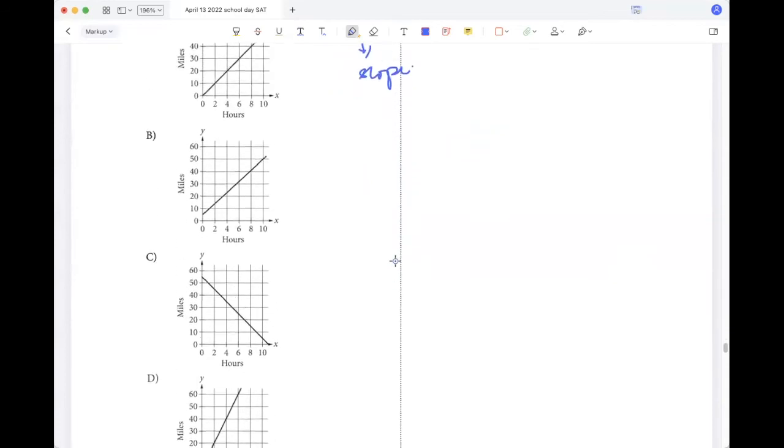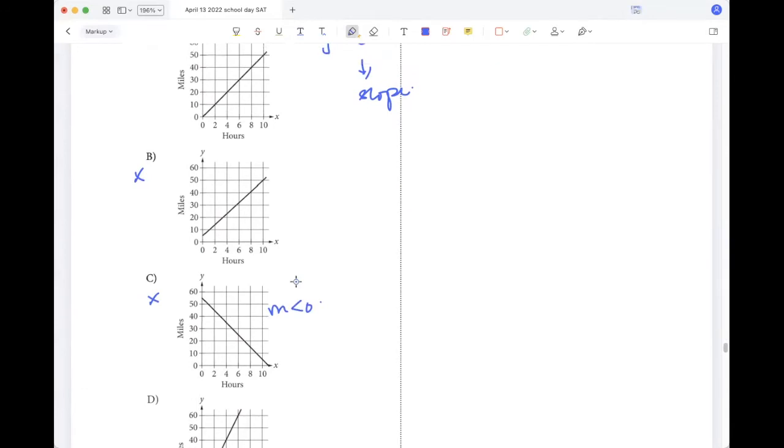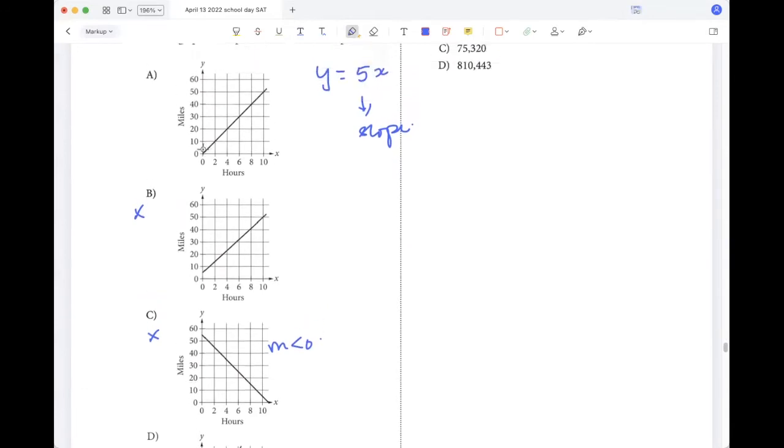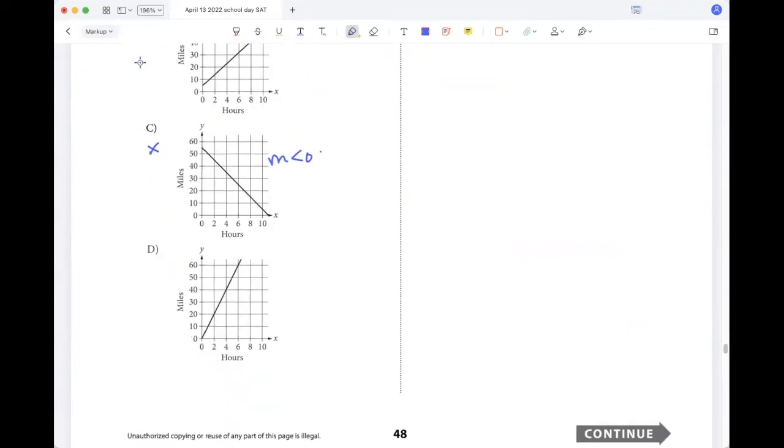Okay, so obviously it can't be B because B has a y-intercept, and it can't be C because the slope is negative here. Now, here you can see 10 by 2 is 5, 20 by 4 is 5. So A looks to be the right answer. And here it is 20 by 2, so here the graph is of y = 10x. So it's not D.